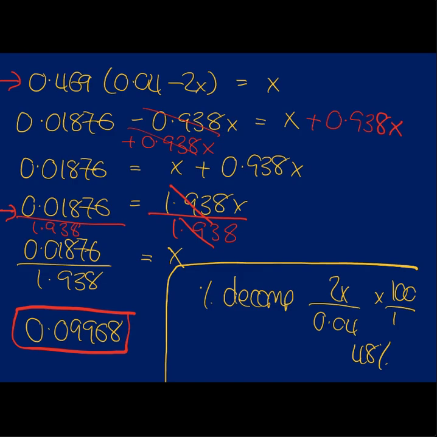0.09968. So my equilibrium line was 0.04 minus 2x. So this is how much of my bromine chloride has been lost at equilibrium. So to get the percentage decomposition, I'm putting the 2x over the 0.04, and that gives me 48%, and the question asked to the nearest whole number, so no decimal points here.